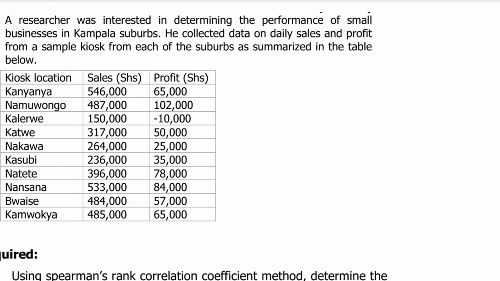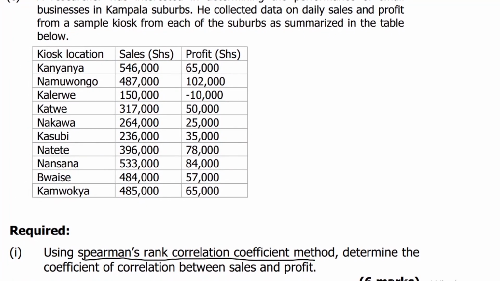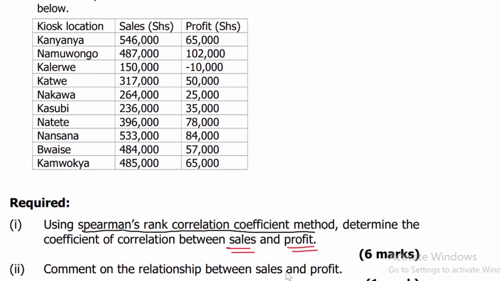Required: use Spearman's Rank Correlation Coefficient method to determine the coefficient of correlation between the sales and the profit. Then after part two, they're asking us to comment on the relationship between the sales and the profit. This looks pretty straightforward, okay? Spearman's Rank Correlation Coefficient.